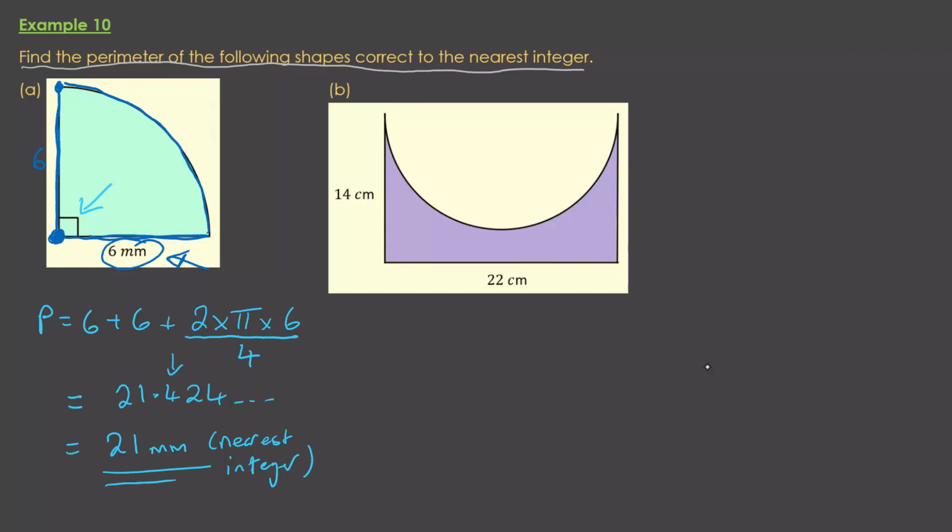And then we've got this second shape to do, and I'm going to start here. And I'm going to walk this way to start with. So that's going to be 14. Then I'm going to walk across here. So that is 22. Now this bit must also be 14.